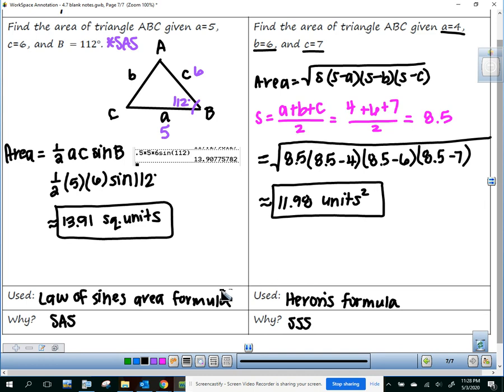And those are your two formulas, depending on what you're given, that you use to find the area of oblique triangles.